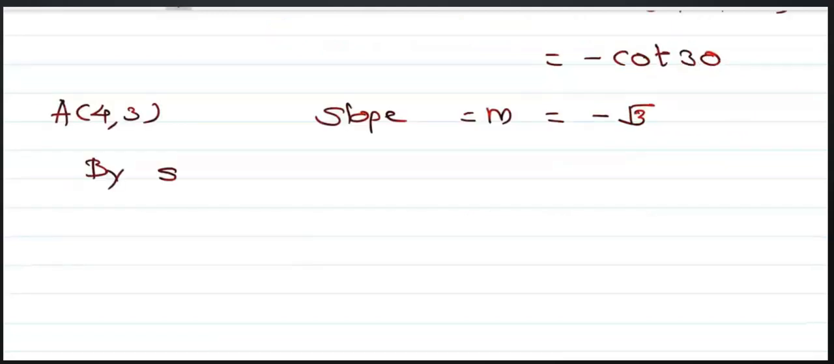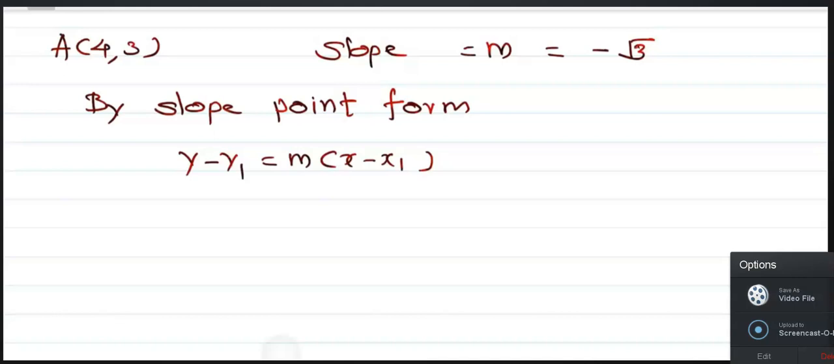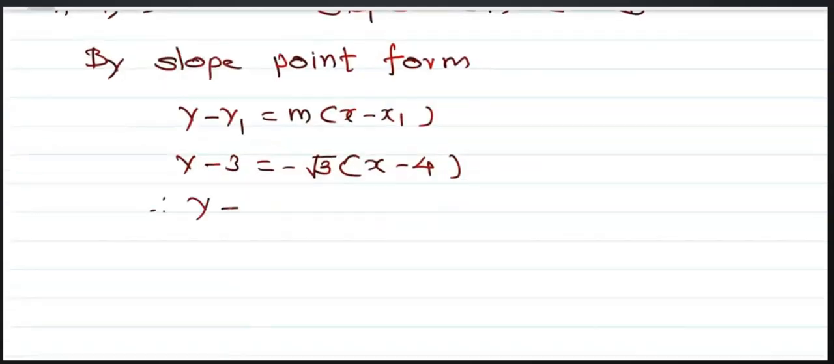The line passes through (4, 3). Therefore, by the slope point form, y minus y1 is equal to m times (x minus x1). y minus 3 is equal to minus root 3 times (x minus 4). Now the multiplication.